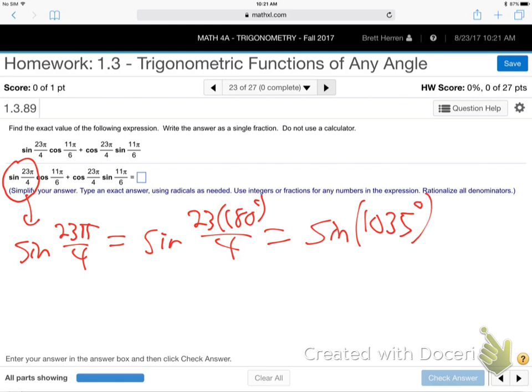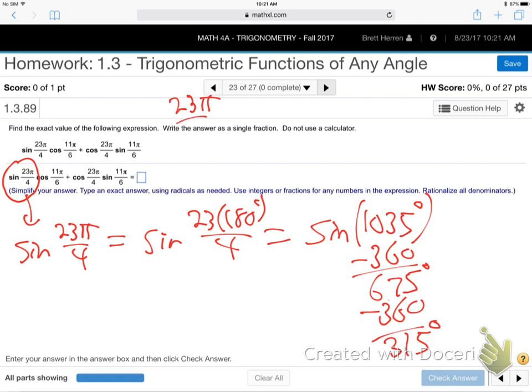So this is the sine of 1035. And what's that? Subtract a bunch of 360s. Subtract 360. Am I doing that right? 315? Yeah, 315. So wherever you got 23 pi over 4, that is your 315 degrees. And the 11 pi over 6, you should just convert these right away.